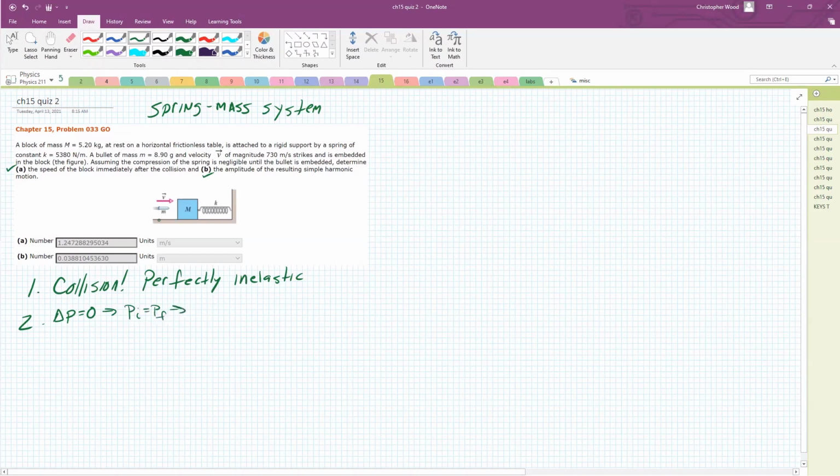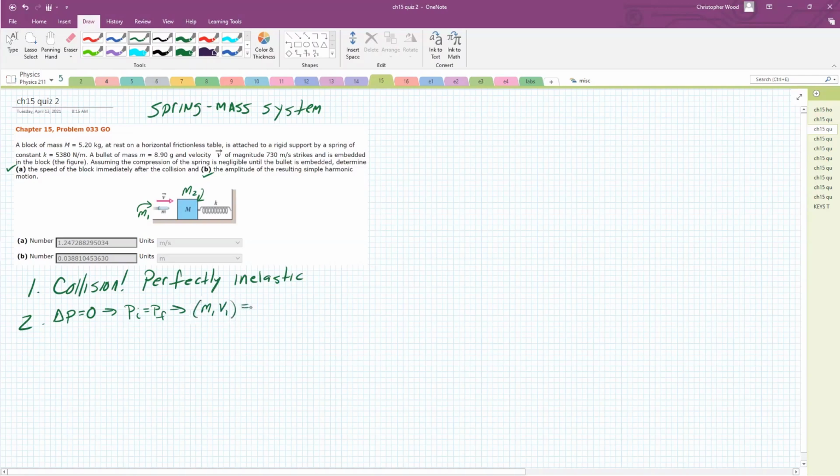I'm going to call the bullet M1 because I don't like little m, big M. It's cumbersome. The bullet will be M1 and the block will be M2. It's easier than always writing little m and big M. So before the collision, I have the mass of the bullet times the velocity of the bullet, and that's my momentum before the collision.